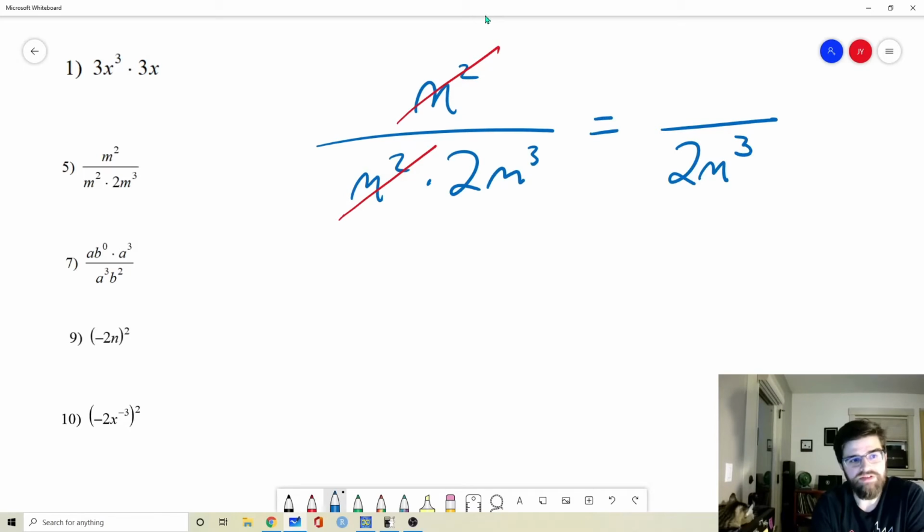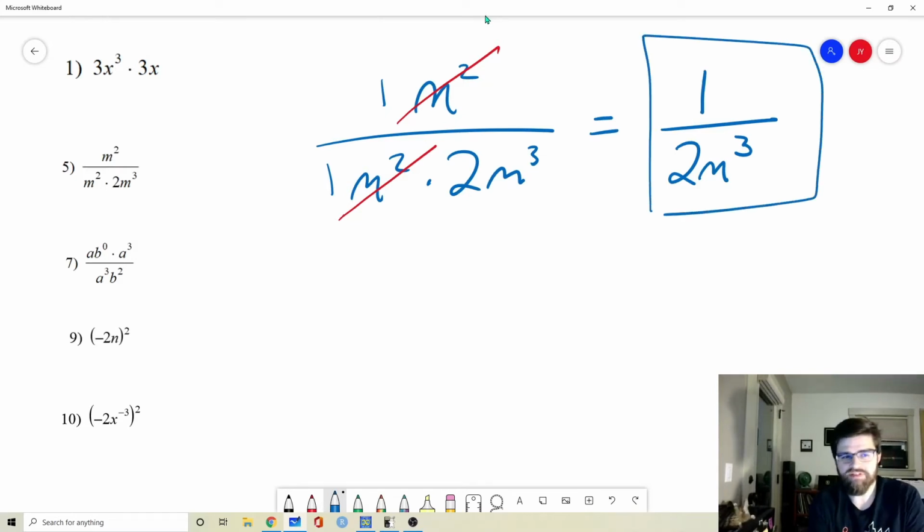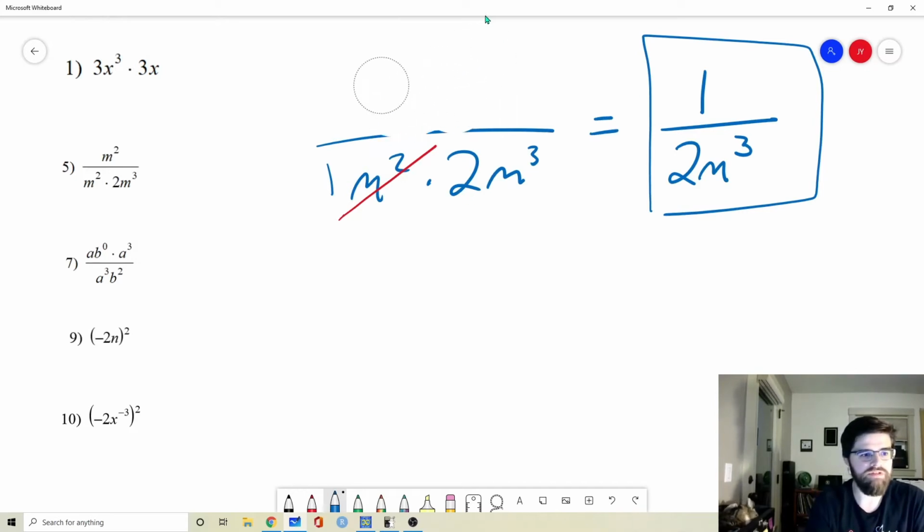So remember when we cancel this out, we do so because m squared divided by m squared is equal to 1. And times 1 doesn't really do anything. So don't be mistaken. When you cancel something out, it's not 0 left over, it's 1. Okay, but what I just did doesn't really follow the whole product rule thing. So let's do this by using our exponent properties and see if we get the same thing.